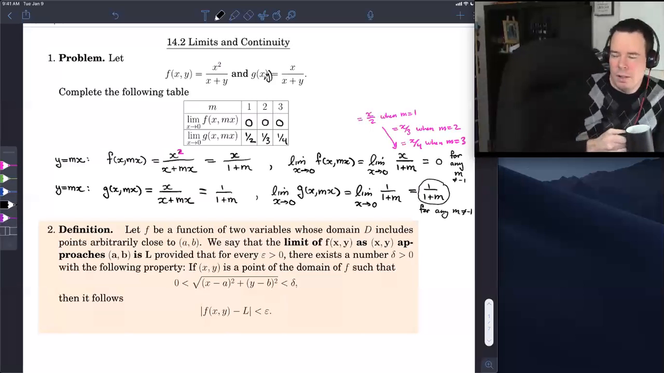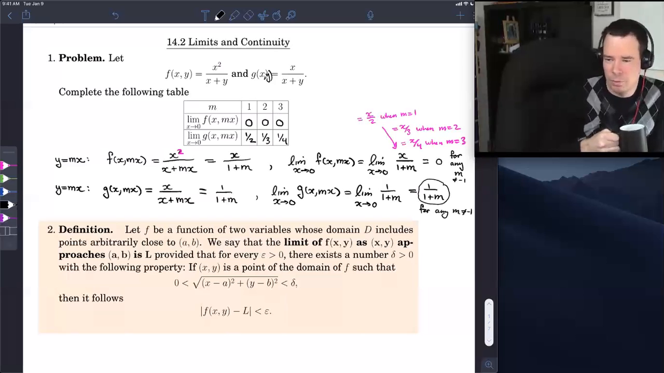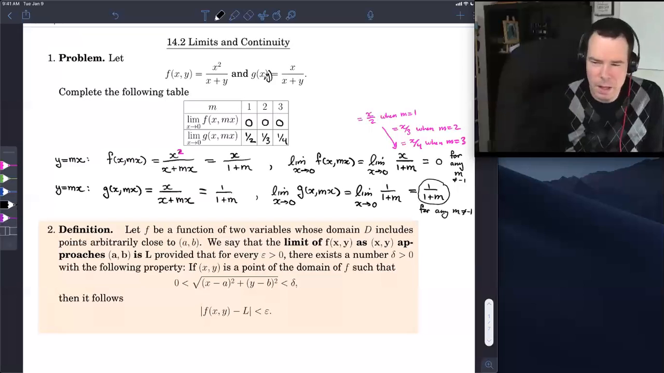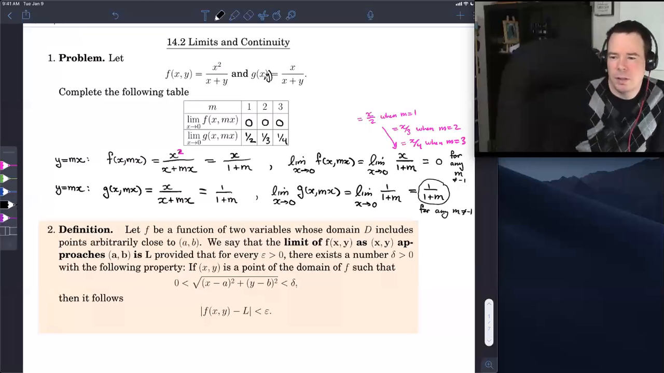So f and g, although they look very similar to each other, they're both x, in one case it's raised to the power of 2, and the other one is raised to the power of 1, over the sum of x plus y. They behave very differently around the origin, around 0, 0.